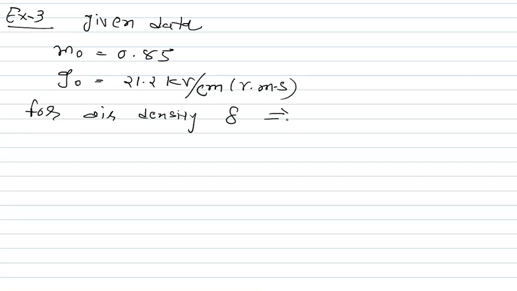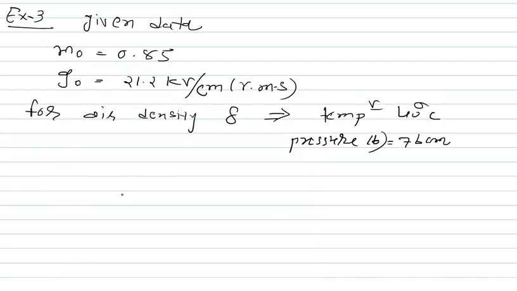The data given for delta: the temperature is 40 degrees and the atmospheric pressure is 76 centimeter, which is indicated by B. The other data, radius is also given, 1.5 centimeter. D is given as 200 centimeter.